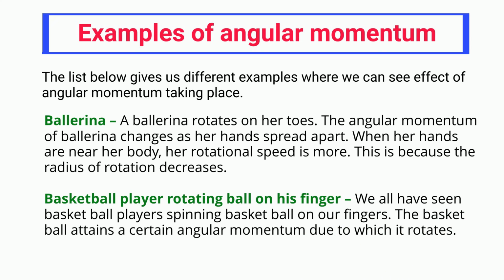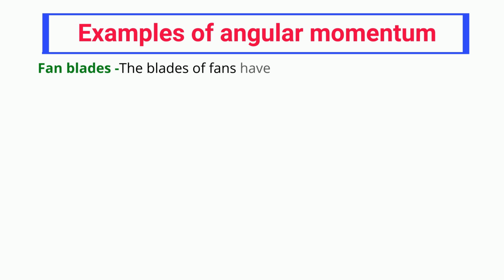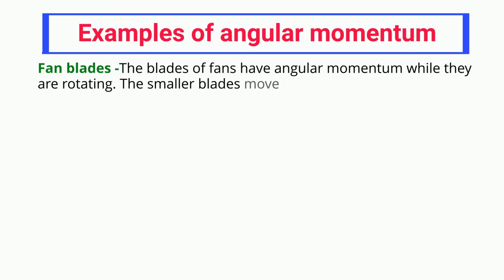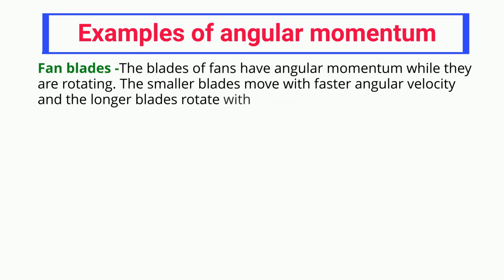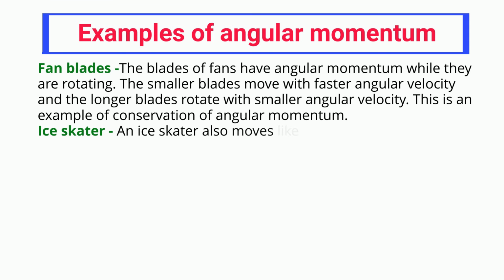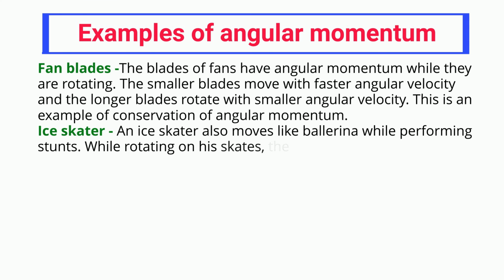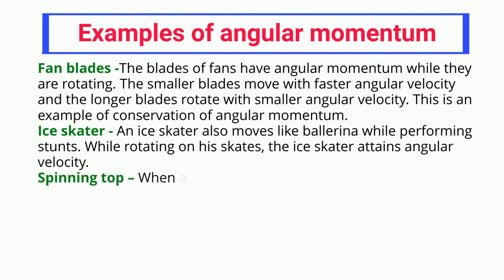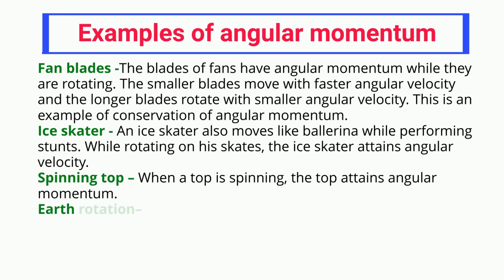Basketball player rotating ball on his finger. We all have seen basketball players spinning a basketball on their fingers. The basketball attains a certain angular momentum due to which it rotates. Fan blades. The blades of fans have angular momentum while they are rotating. The smaller blades move with faster angular velocity and the longer blades rotate with smaller angular velocity. This is an example of conservation of angular momentum.